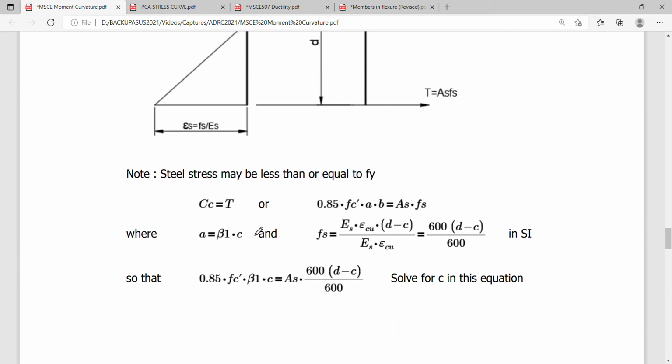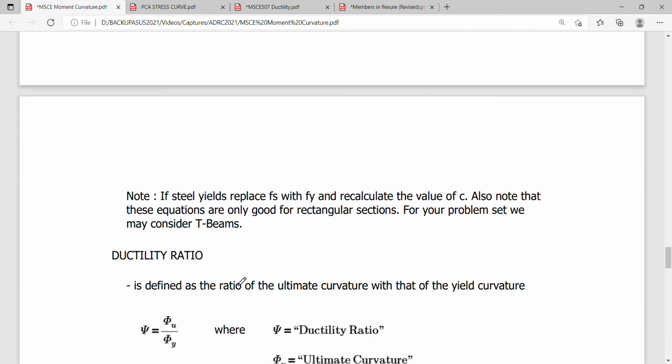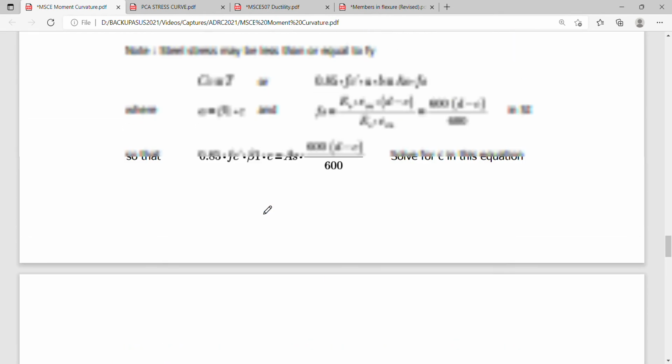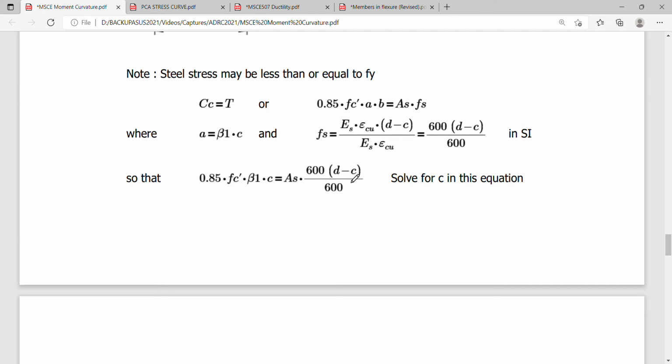Okay, so this is the one. CC equals T. This is one I'm trying to tell you a while ago, that we simply use the equilibrium equation to get the location. No? So this is your general equation for a singly reinforced beam, and solve for C in this equation. So take note that if the steel yields, we replace Fs is equal to Fy. Okay, so itong As, ito yung Fs mo. So this is particular when Fs is less than Fy. When Fs is equal to Fy, we simply change this to Fy. Okay, so that's the note about this.